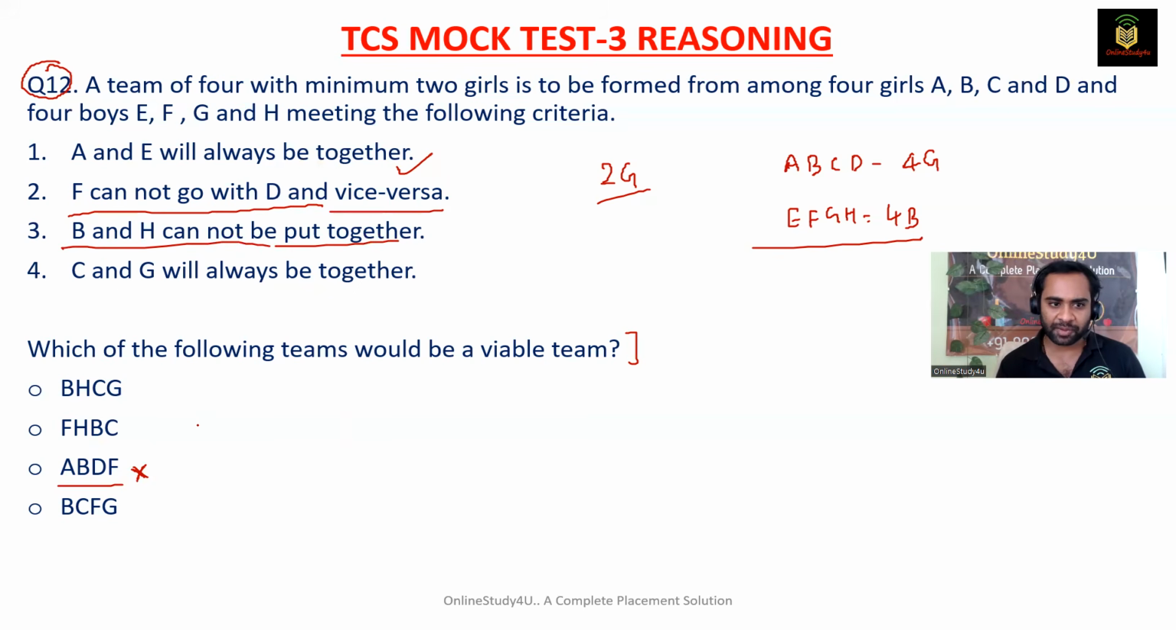B and H cannot be put together. In option C, option A, you see B and H are together. In option B, you see B and H are together. So option D will be your correct answer.